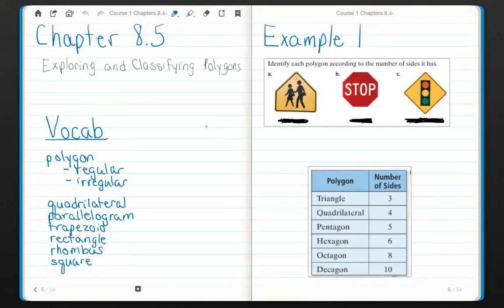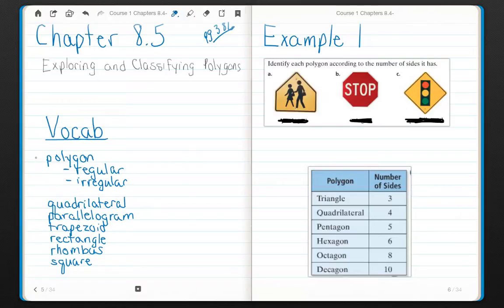Chapter 8.5, Exploring and Classifying Polygons. So we have a lot of vocabulary today, so please make sure that your book is open to page 386. That is where you're going to find a lot of the vocabulary, and there are a lot of diagrams and pictures of shapes to go with that vocabulary. So please make sure that you are following along and are writing definitions into your math notebook.